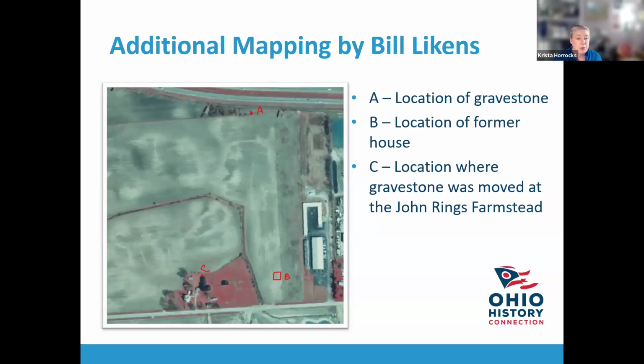So the Rings family were the owners of the property when he recorded this archaeological site. It was the Rings family that allowed him to hunt for artifacts on their land. And when he found the gravestone, he brought it to them and they placed it in their barn. Unfortunately, the Rings family sold their land to the city of Dublin around 2005, and the house and the barn were burned down for firefighter training at that time.